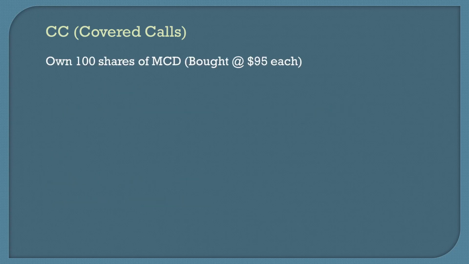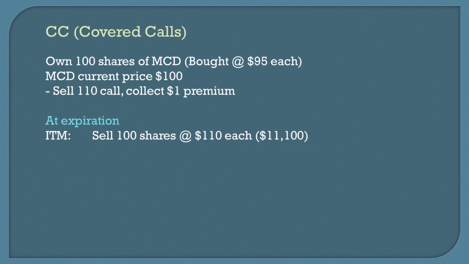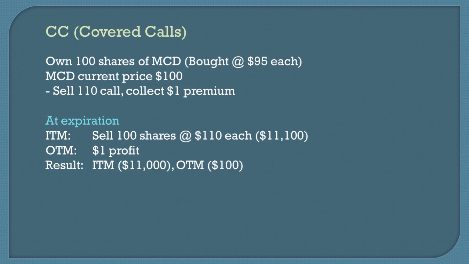Using McDonald's again, let's say you own 100 shares of McDonald's and you bought them at $95 each. So this cost you $9,500. The current price of McDonald's is $100 and you sell an out of the money call at $110, collecting $1 in premium. Now, at expiration, two things can happen. If the call is in the money, you sell your 100 shares at $110 each, collecting $11,100 in total, as there's also $100 from when you sold the call option. But if the call is out of the money, you collect $100 from selling the call option, and you still keep your 100 shares of McDonald's.